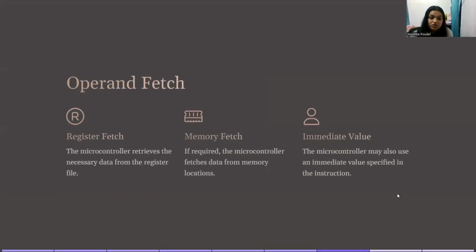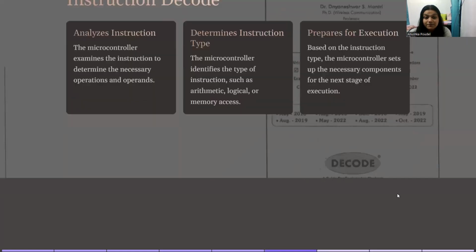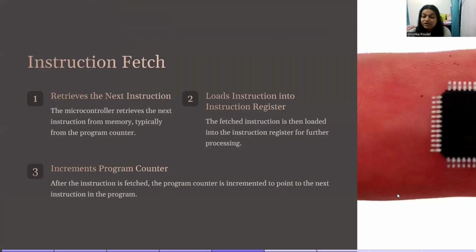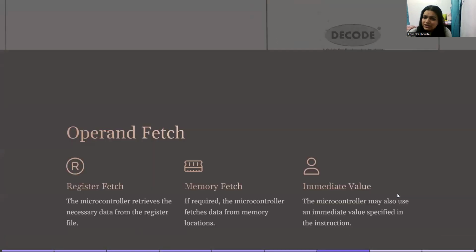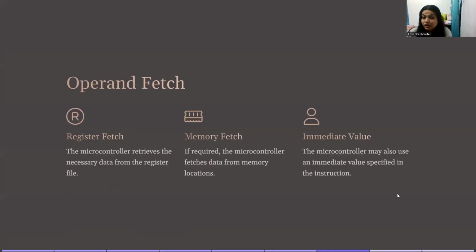Next stage of execution. Now that we have understood what is to be done with the instruction, number one is fetch and decode. Now let's understand what exactly we are decoding. Operand fetch: register fetch, memory fetch, and immediate value. As we have discussed, we have analyzed our operation, our instruction, and the instruction contains a set of operands. Now we need to fetch those operands for the operation to be performed.